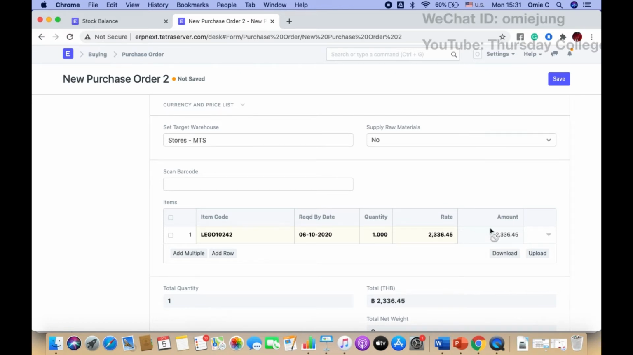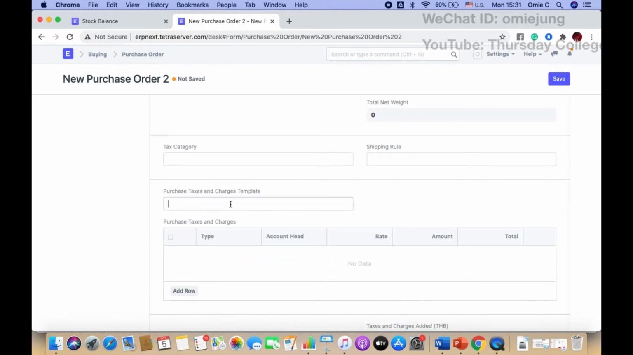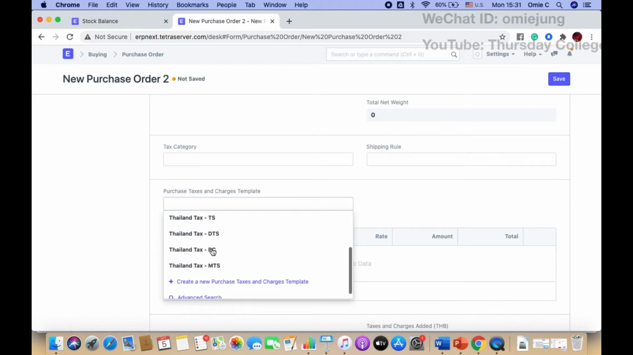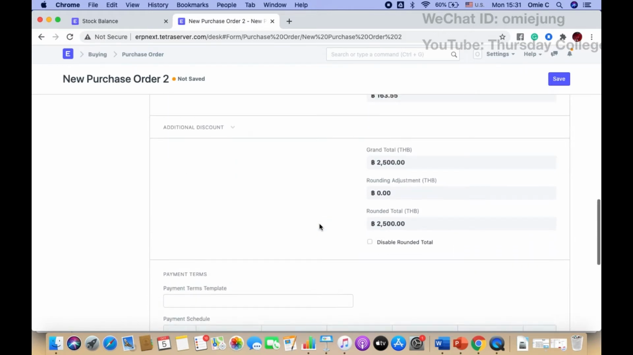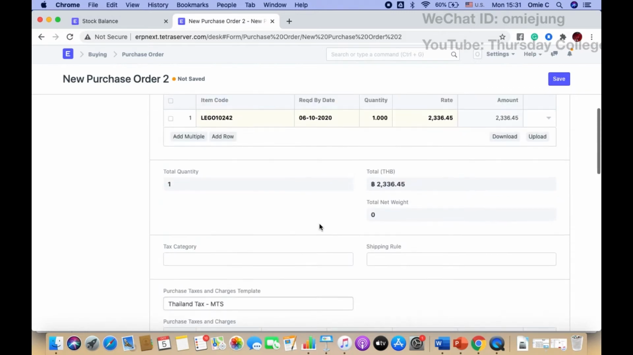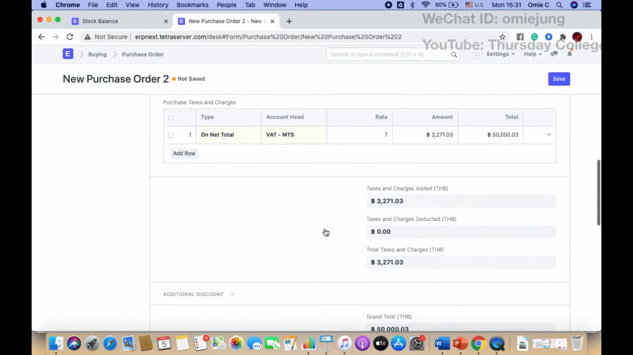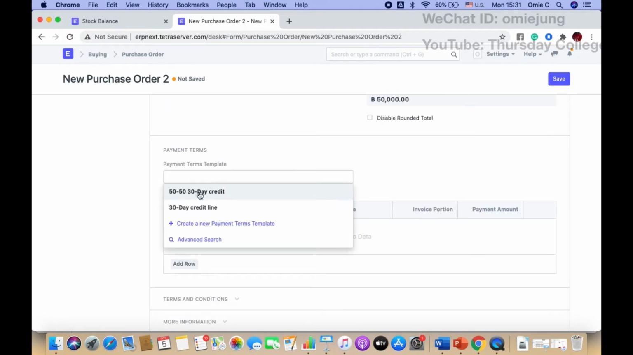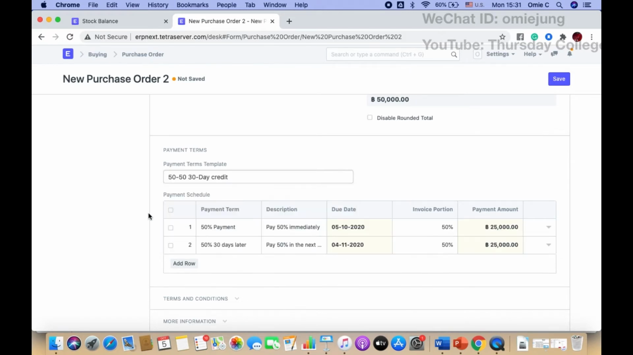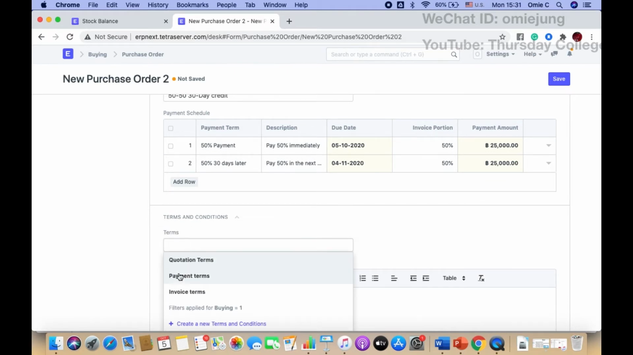Okay, so they're going to calculate. And then the tax and charge, I said Thailand tax, so it's going to be 7%. I want to buy 20 units. Payment term, I do 50, maybe. Okay, just say 50, and then the terms and conditions is the payment term maybe.